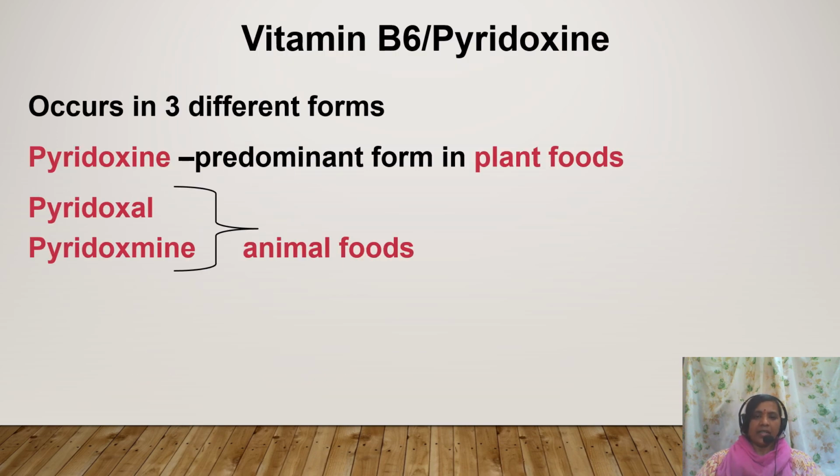Let us know about the next water soluble vitamin, that is vitamin B6, which is also called pyridoxine. Actually, this vitamin B6 or pyridoxine is a generic term used for a group of vitamins with similar functions. So there are three forms of this vitamin B6 found in our body, and all these three forms are equally active. So they are pyridoxine, which is predominant in the plant foods, and pyridoxal and pyridoxamine, these two are predominant in animal foods, and all these three forms have a different functional group in them.